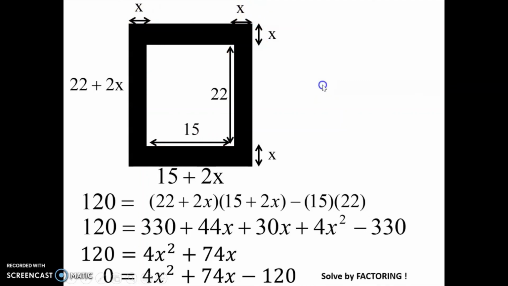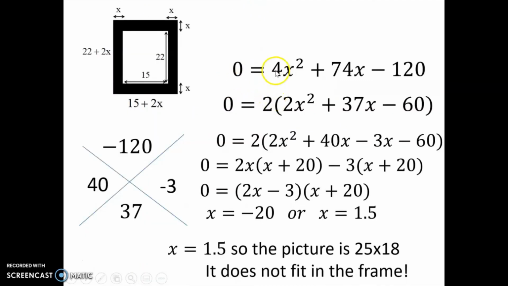So factoring that. Okay, here's all the work. I first factor a GCF of 2 because it's going to make these numbers smaller and it will make it easier to factor. So looking at those numbers, 2 times negative 60 is negative 120 here. 37 is here. I needed two numbers to multiply to get this that add up to this, and they are 40 and negative 3. So here's the 40, negative 3, factoring by grouping. All that work, here we are, factored form. If you solve each of these, you get x equals negative 20 from this one, and from this one you get x equals 1.5. When you set this equal to 0 and solve, you get 1.5. This answer is no good, negative answer, but 1.5 is our answer.